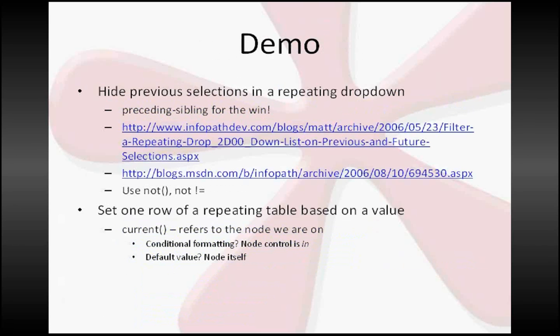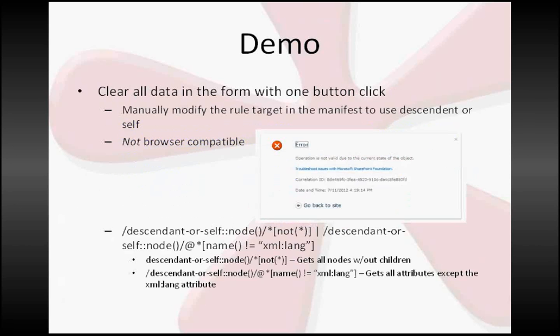So finally, what we're going to demo is hiding a previous selection in a repeating drop-down. There's a couple of posts here. When you get the slides, you'll be able to check those out. We're going to look at setting one row of a repeating table based on a value, and we're going to look at clearing all data in the form with one button click.